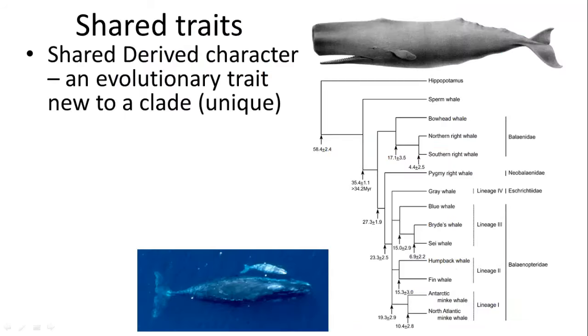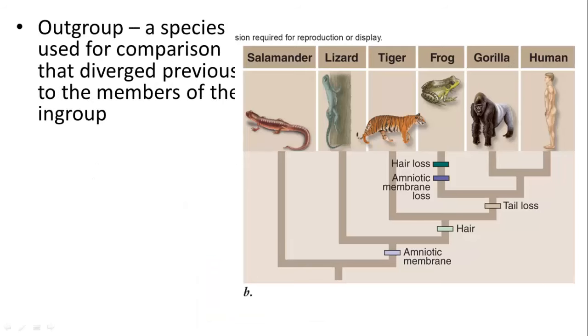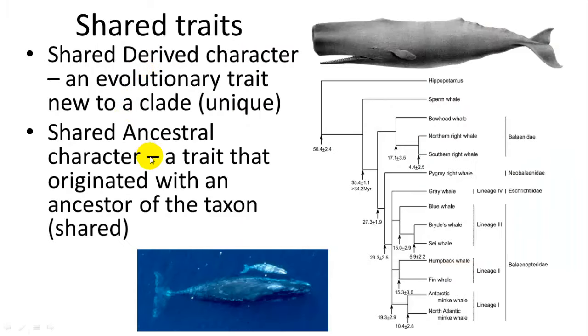So shared derived traits then are used to construct phylogenies. By derived, I mean unique, something that has evolved that wasn't a part of the ancestral characters. A shared ancestral character then is a trait that originated with an ancestor of the taxon. So it is shared throughout the group except for any derived characters. So those then, derived and ancestral characters, are used to determine relationships.